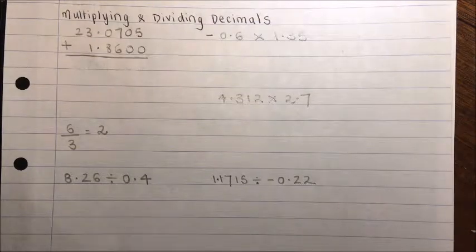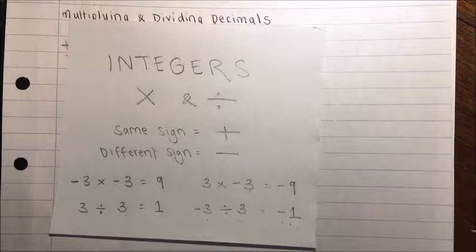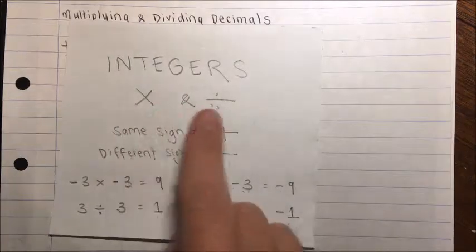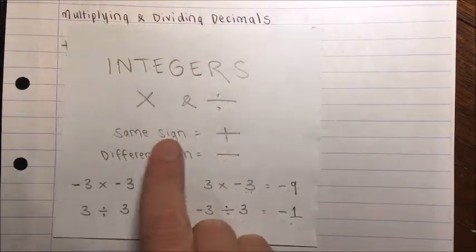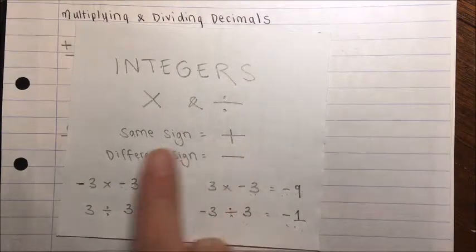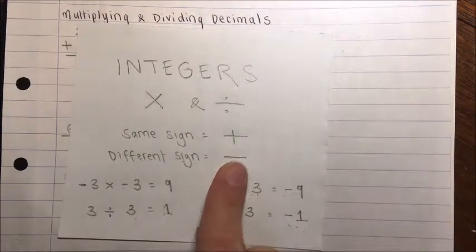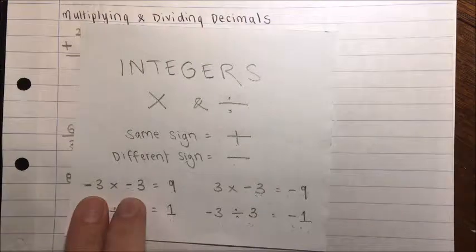When we multiply and divide decimals, it's really important to remember integer rules. So they're those integer rules for multiplication and division. Where the signs are the same, the answer is positive. Where the signs are different, the answer is negative. So let's have a little quick check here.